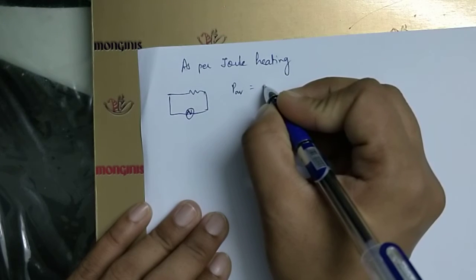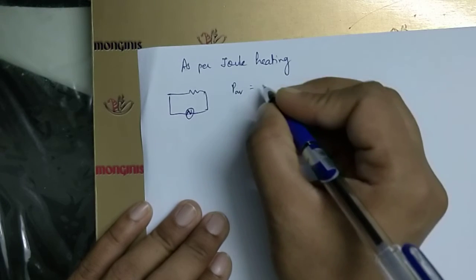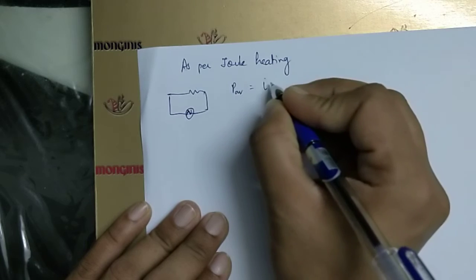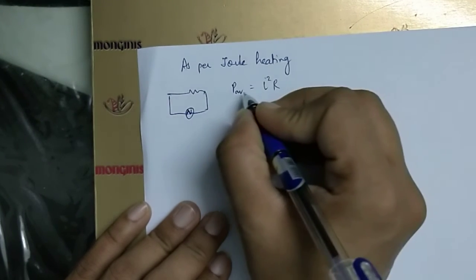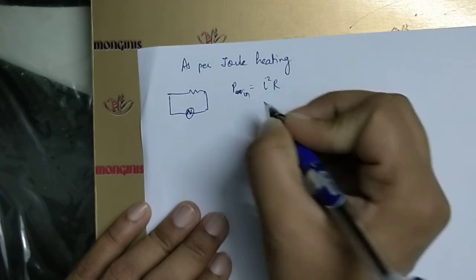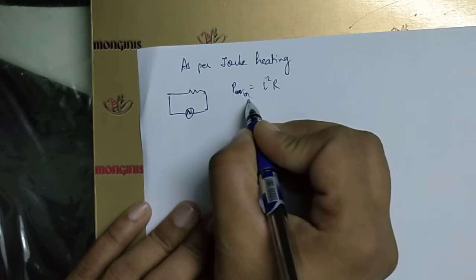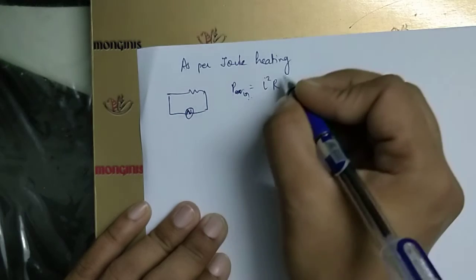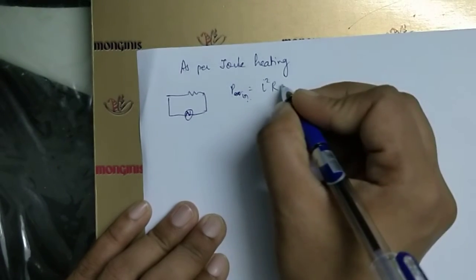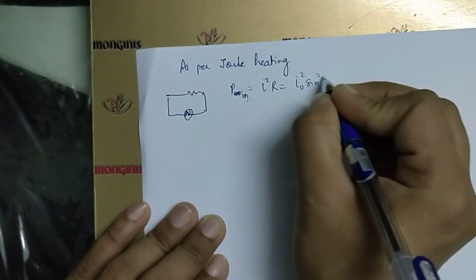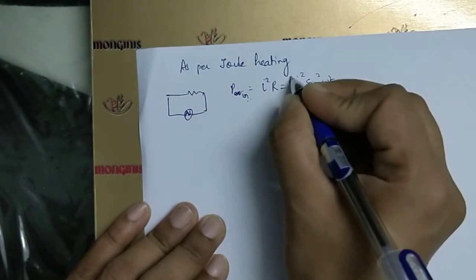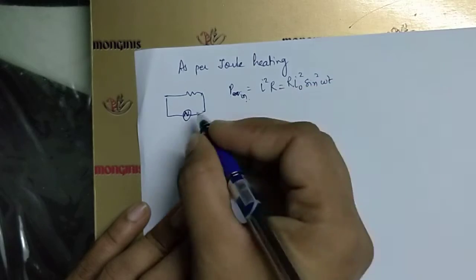You know that there are three formulas, and we can use any formula. If I'm using the I square R formula, this is the instantaneous formula, giving instantaneous power at any instant. So this will become I naught square sine square omega t, times R. Now this term is instantaneous.